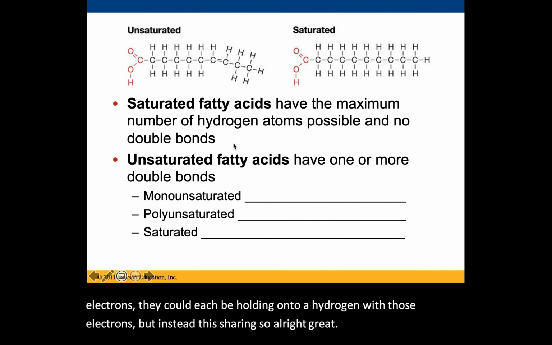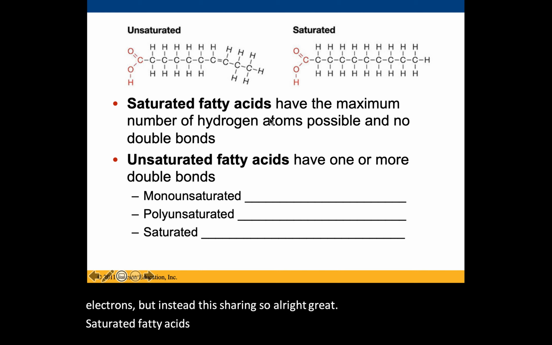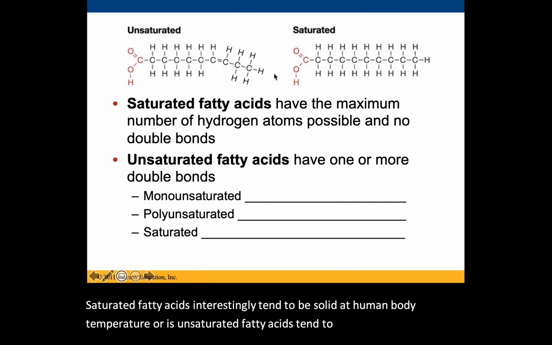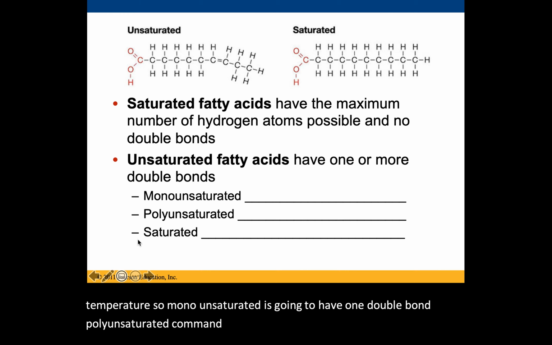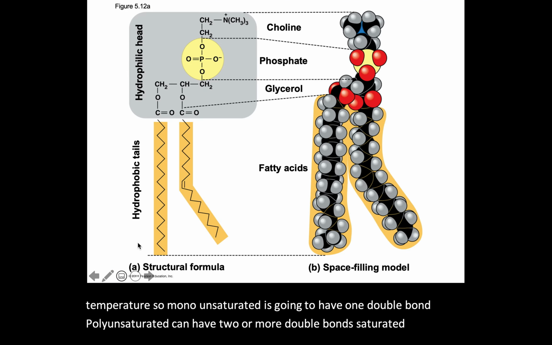Saturated fatty acids, interestingly, tend to be solid at human body temperature, whereas unsaturated fatty acids tend to be liquid at body temperature. So monounsaturated is going to have 1 double bond. Polyunsaturated is going to have 2 or more double bonds. Saturated is going to have no double bonds. That's easy.